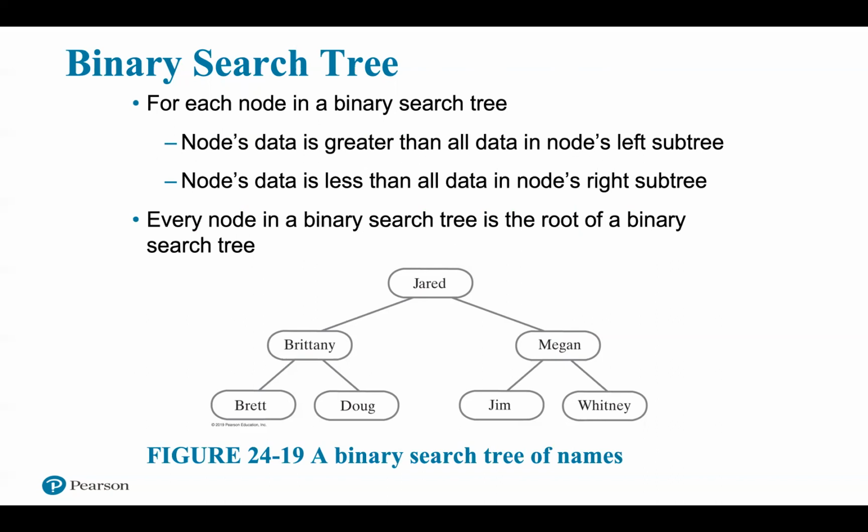A binary search tree is a binary tree whose nodes contain comparable objects and are organized as follows. For each node in a binary search tree, the node's data is greater than all the data in the node's left subtree. The node's data is less than all the data in the node's right subtree. For example, figure 24-19 that we're showing here shows a binary search tree of names. As a string, Jared is greater than all the names in Jared's left subtree, but less than all the names in Jared's right subtree. These characteristics are true for every node in the tree, not only for the root. Notice that each of Jared's subtrees is itself a binary search tree.